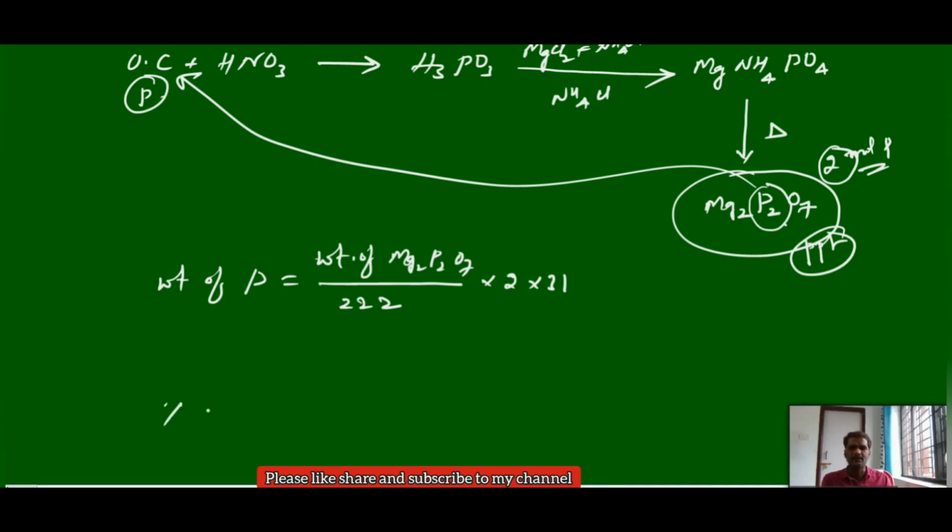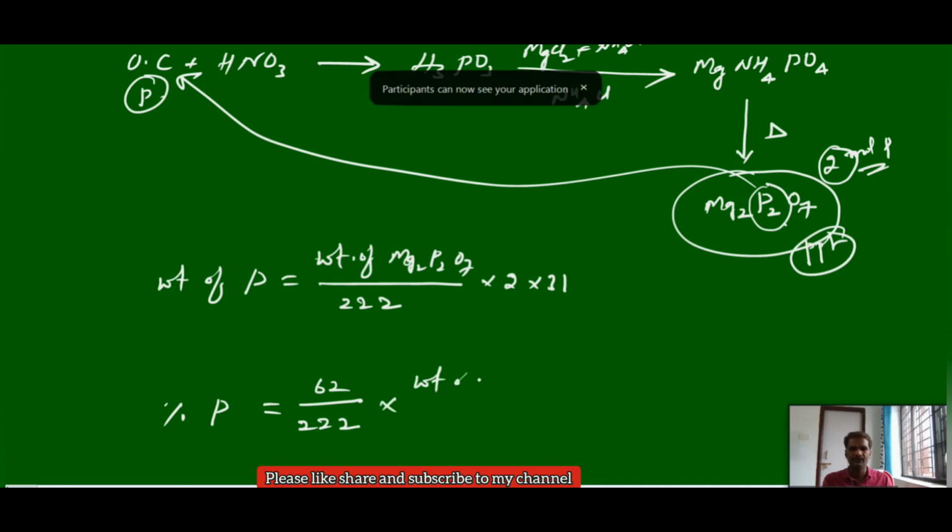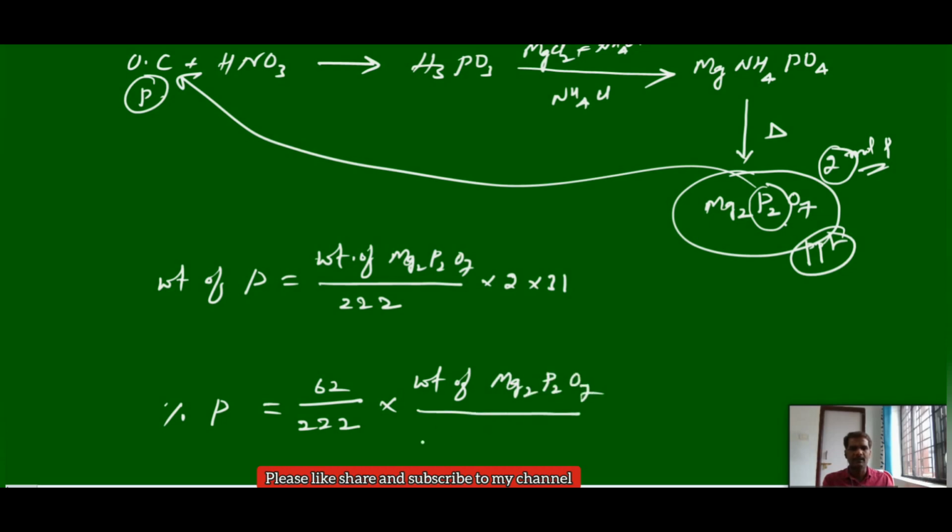And now the percentage of phosphorus in a given organic compound is the weight of phosphorus by the weight of organic compound. So that gives 62 by 222 into the weight of magnesium pyrophosphate, by the weight of organic compound, into 100.